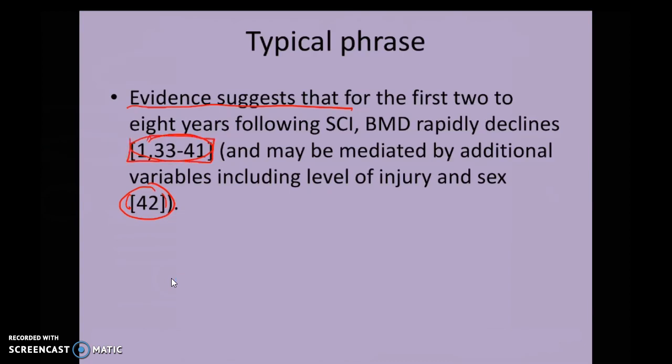That's a significant number of sources that this author is referencing, in terms of people who have suggested that for the first 2 to 8 years following SCI, BND, which is bone marrow density, rapidly declines. And SCI refers to spinal cord injury. It's an article. I think I've shown you some examples before, or if not, I will at some point. It was a very good article.